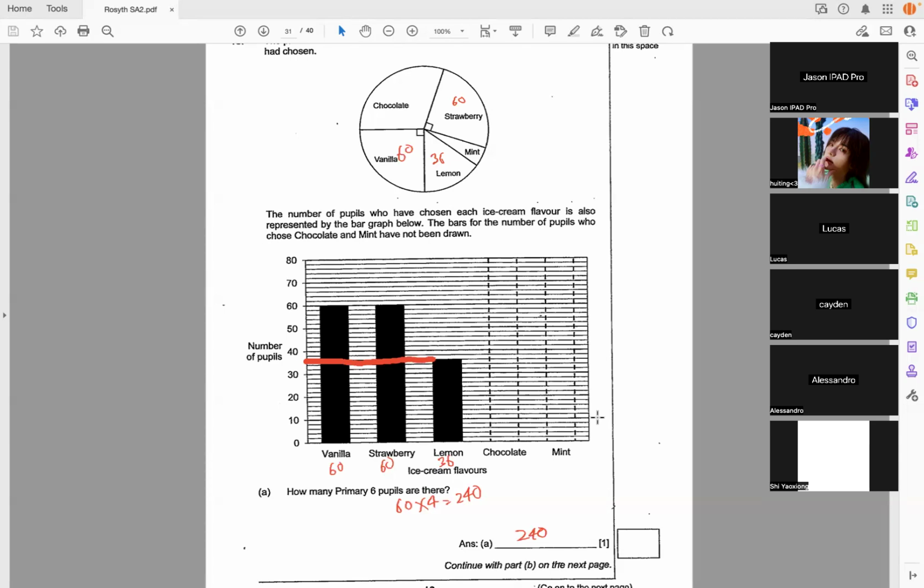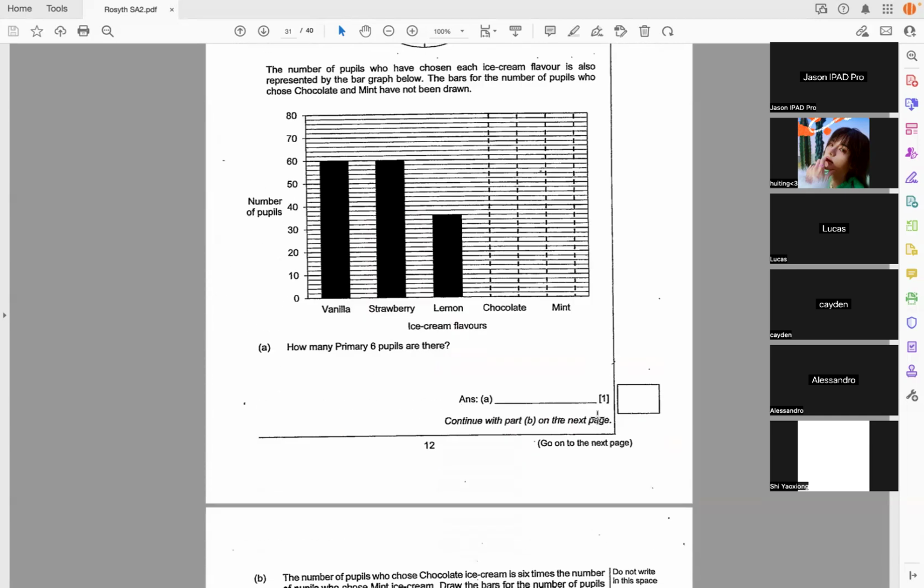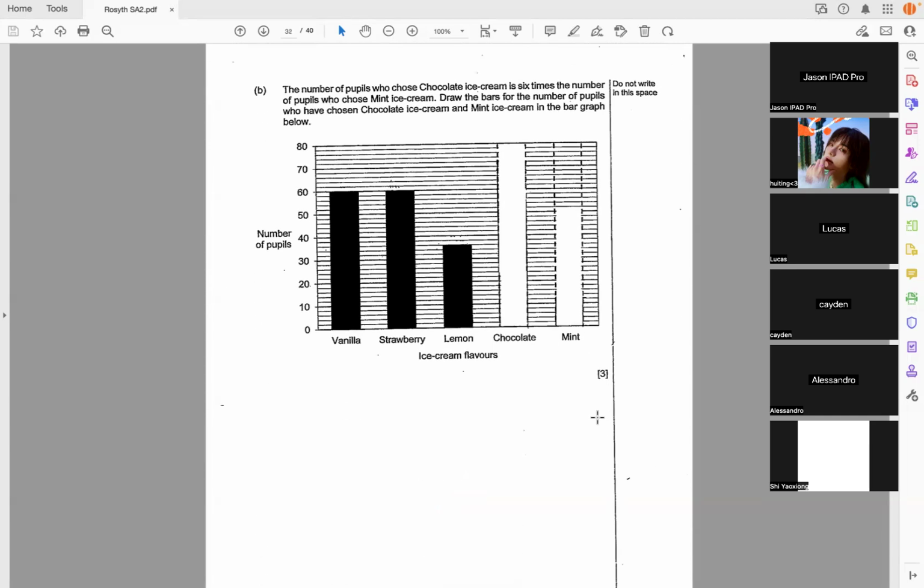So we know 60, 60, 36. Okay, we just remember this. I'm going to draw it on the next paper. Here. 60, 60, 36. Okay, this has been drawn for you.